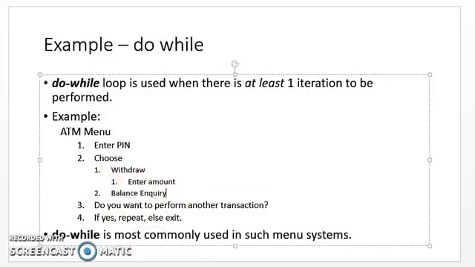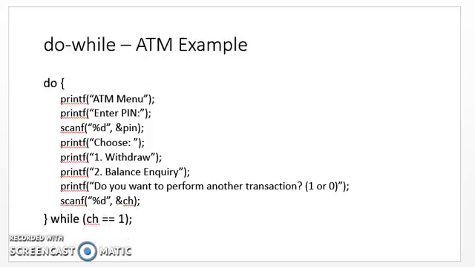So in such a system, we want something to be shown to the user at least once. Something should be performed at least once. And whenever such problems arise, a do while loop can be used to solve such situations. Implementing the example that we have seen just earlier into a C program could look somewhat like this.